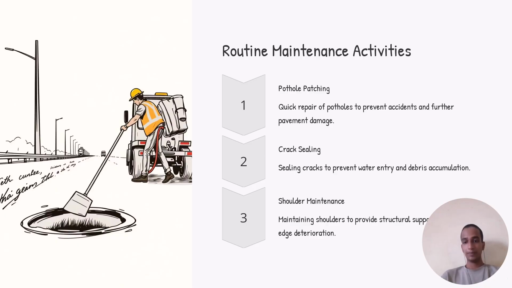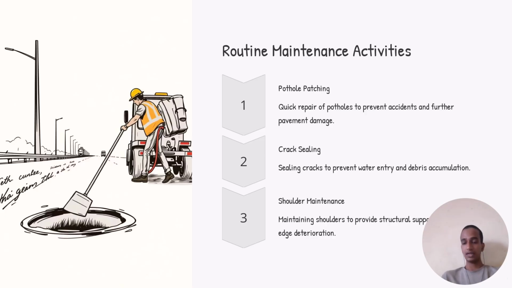So going deeper into these topics, we'll know what routine maintenance activities are. Routine maintenance activities include pothole patching. Pothole patching is required continuously because if potholes are formed and we do not give attention on time, it may form a huge pothole and accidents may occur. That is the first issue. Second is crack sealing, meaning the cracks that are formed should be sealed continuously to improve the longevity of the road. And finally, the shoulder maintenance.